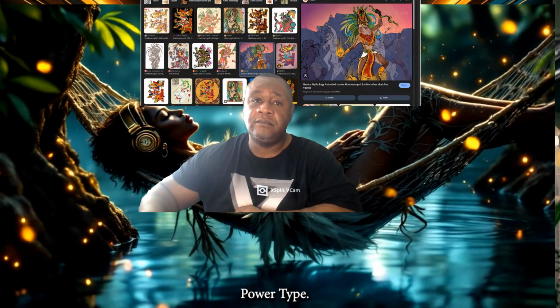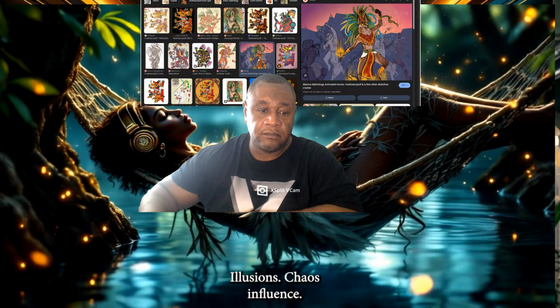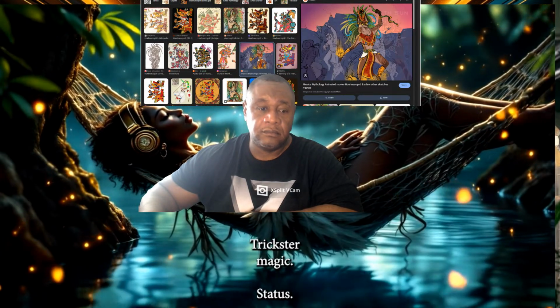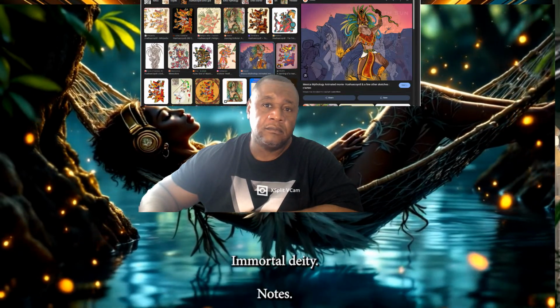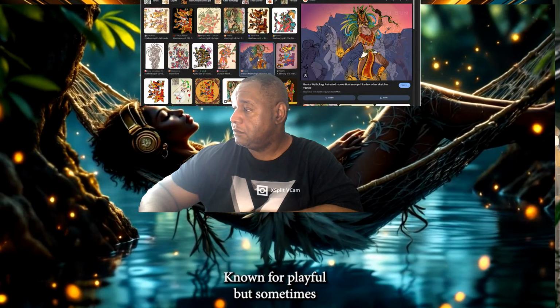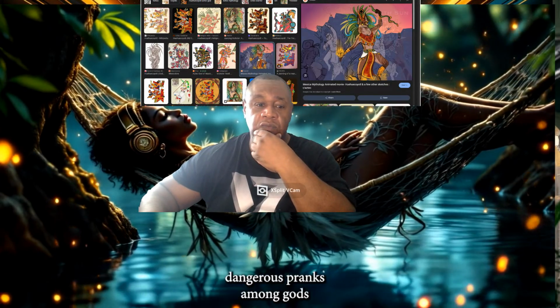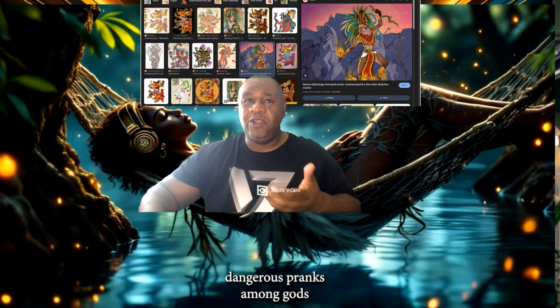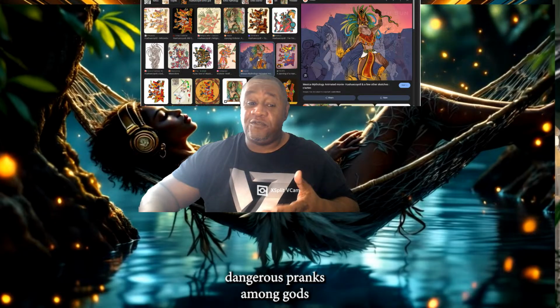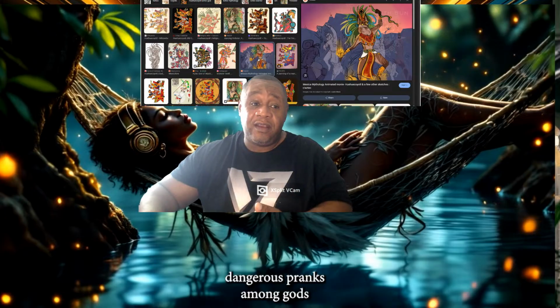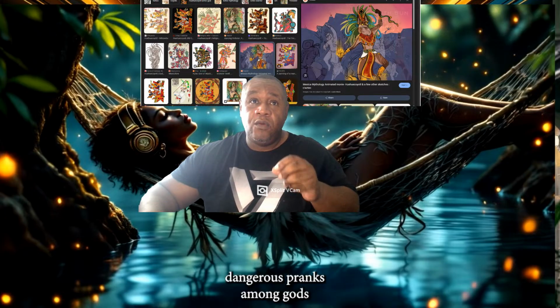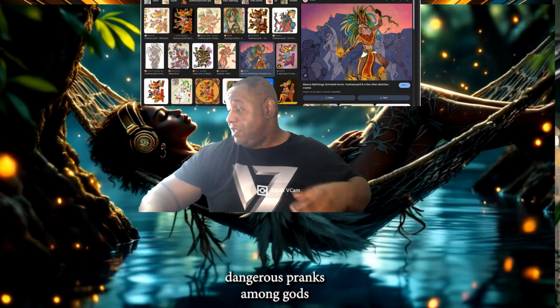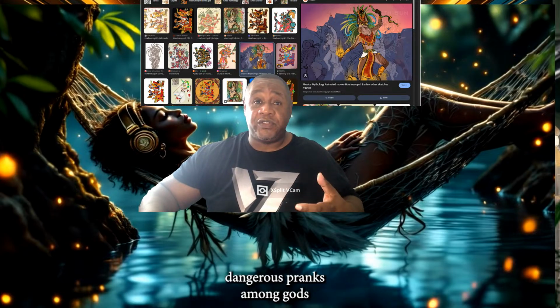Power type: illusions, chaos influence, trickster magic. Status: immortal deity. Notes: known for playful but sometimes dangerous pranks among... See, that's kind of where Loki is, where it's funny until it's not funny anymore. It's funny until you trigger Ragnarok. So that's always interesting with the tricksters, man. There's not one single one of my favorite gods that is the trickster god, right? Just for that reason, you always have to give them the side eye.